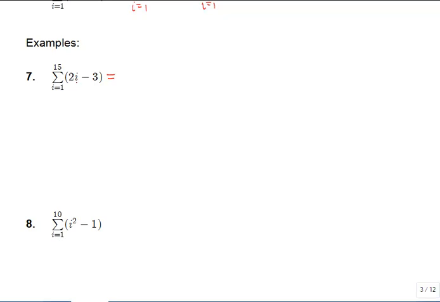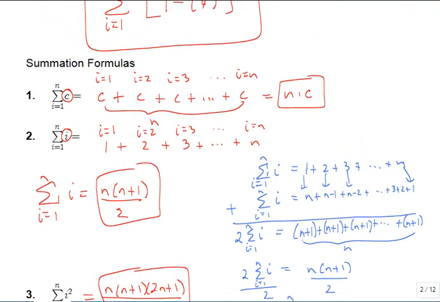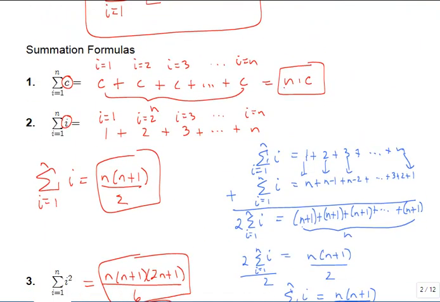Now first of all, this is a difference of two things. So I'm going to break this up into the sum of just the 2i minus the sum of just the 3. Then using that constant multiplier property that we just talked about, I can pull this 2 out. Just like that. And now what I'm going to use are the formulas. This is going back to our previous page. That 3 is a constant, so the sum of 3 is just going to be that 3 times whatever our n was, which was that 15.